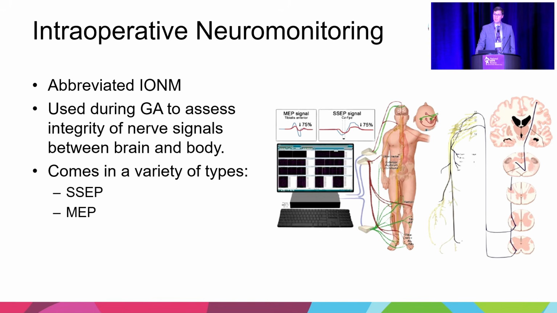SSEPs, or somatosensory evoked potentials, measure the integrity of the signal from the periphery, from the sensory parts of the body, up the spinal cord and to the somatosensory cortex of the brain. And MEPs, or motor evoked potentials, in almost the opposite direction, measure signals from the motor cortex down the anterior part of the spinal cord to the muscles that they control.